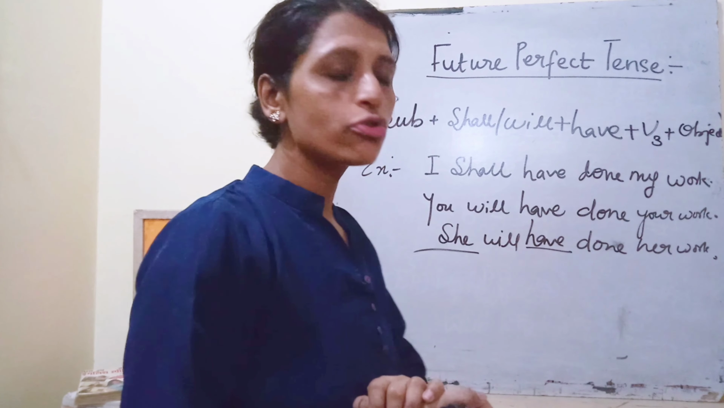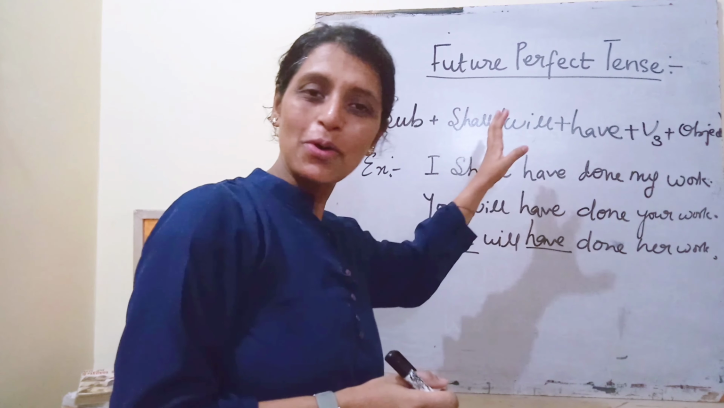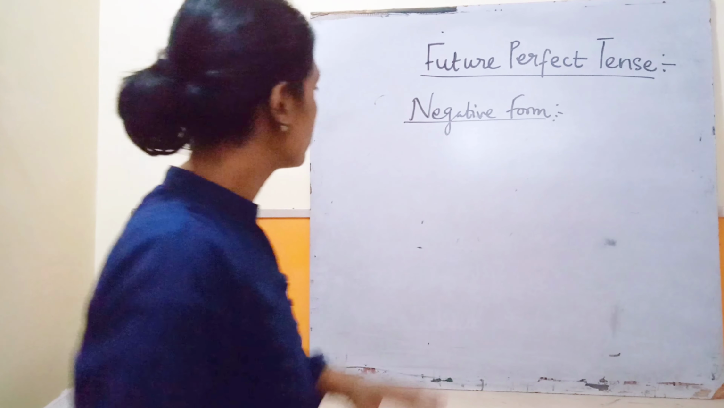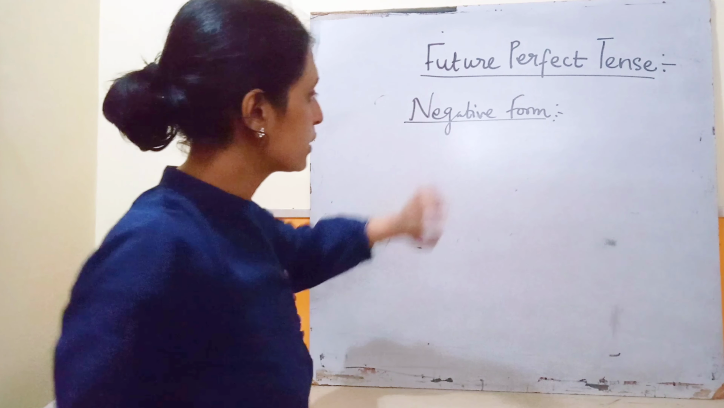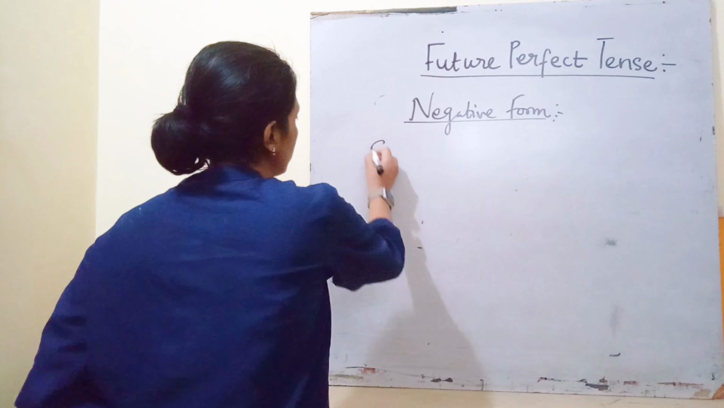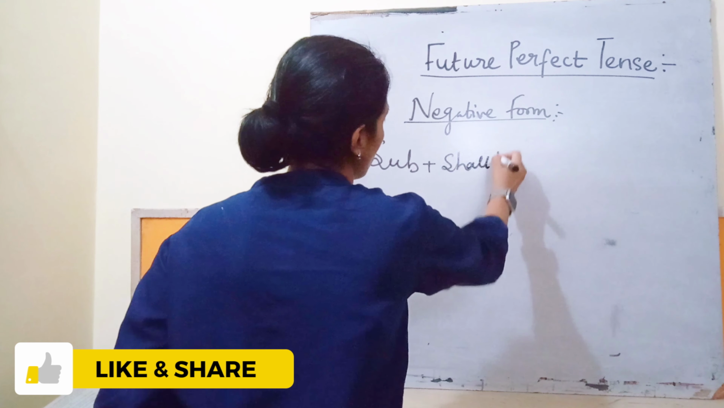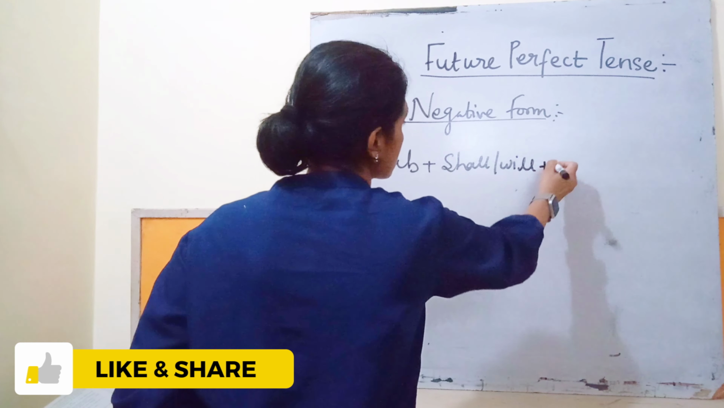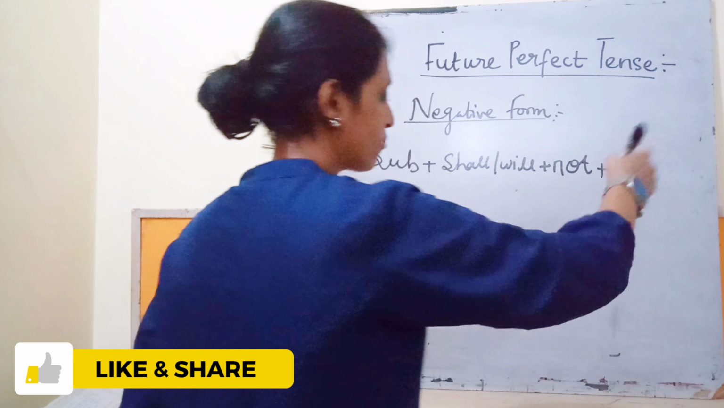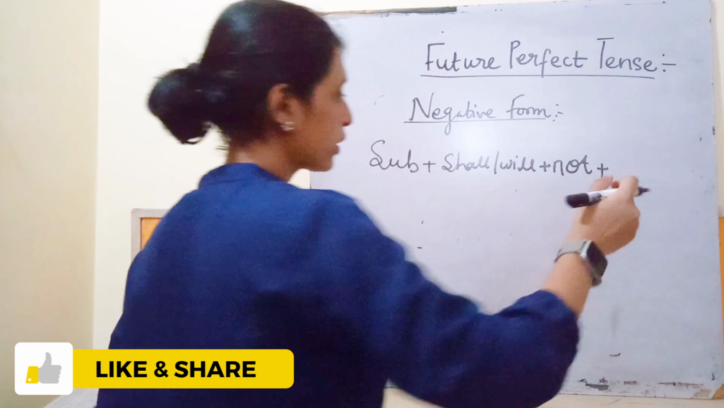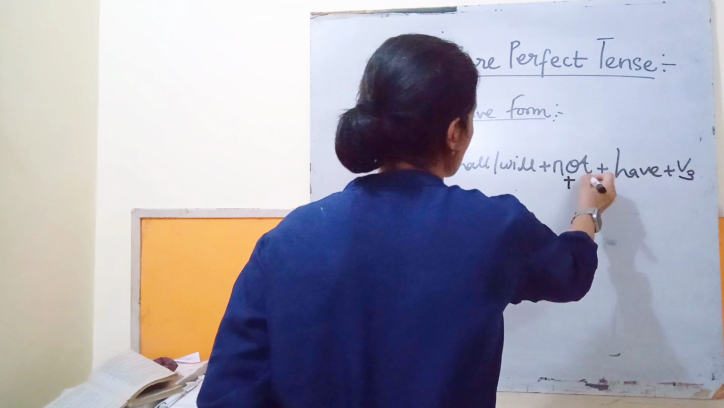Now I am going to tell you how to write the negative form as well as the interrogative form of the future perfect tense. The negative form of the future perfect tense, how we have to form the negative structure. Okay, let's see. Subject will come first, then shall or will plus not. After shall or will, we have to put not for the negation. Okay, then have plus verb's third form plus object.